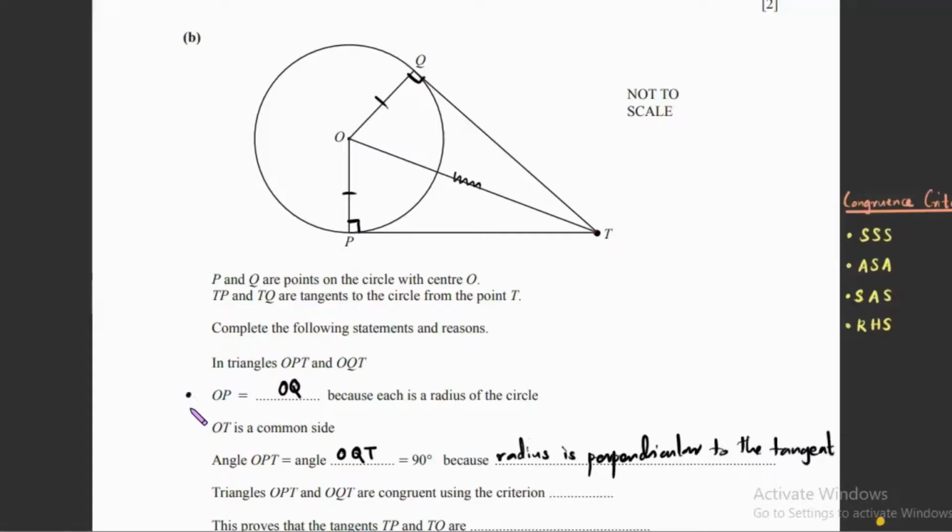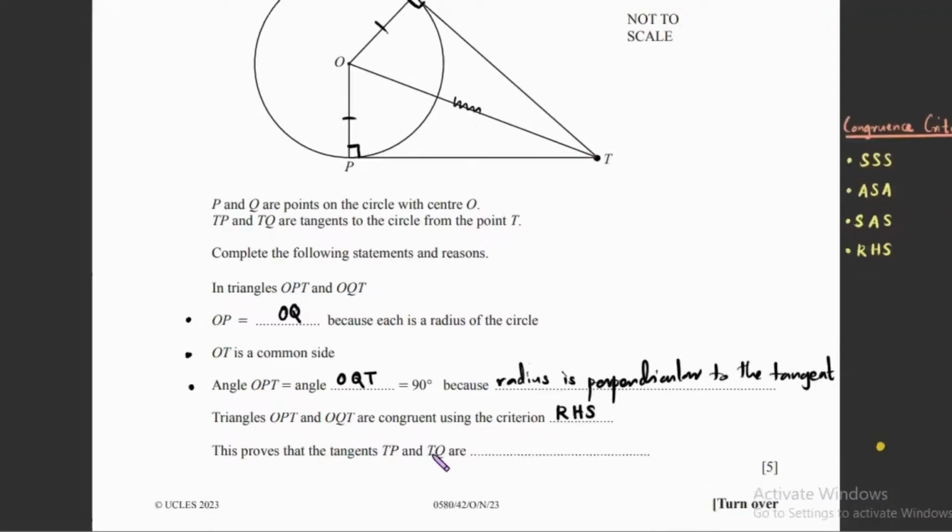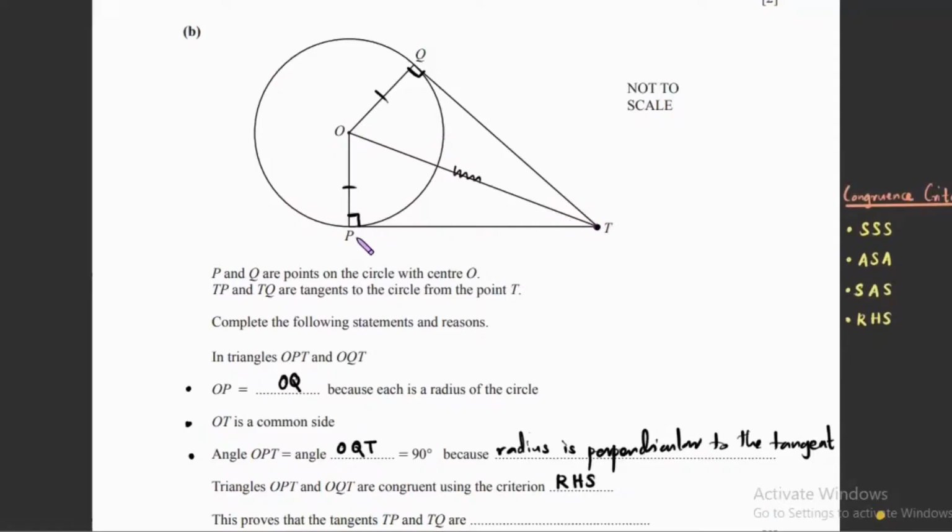Now, based on these 3 points that they have mentioned, the 2 triangles are congruent, and we need to mention which criterion we have used here. So it's going to be right angle. This OT is the hypotenuse, and this side is the side. So that's going to be RHS. Now, this proves that the two tangents, TP and TQ, are equal in length. When 2 triangles are congruent, all the corresponding sides, the matching sides, will be equal to each other, as well as the matching angles. So therefore, we can say that TP and TQ will be equal to each other.